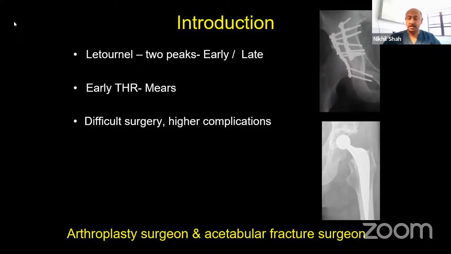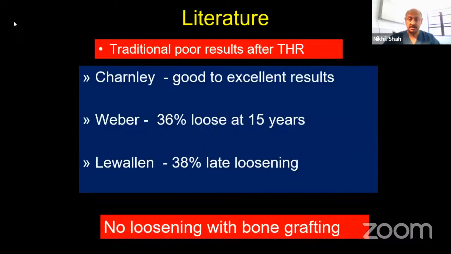And Dr. Dana Mears did a lot of work on early total hip replacement. We know that this is a difficult operation. It has a higher risk of complications, and it needs the skills and the experience of not just an acetabular surgeon, but also an arthroplasty surgeon. Traditionally, poor results have been reported in the literature after total hip replacements done for acetabulum fractures from most centers. But from Wrightington, Charnley reported good to excellent results.